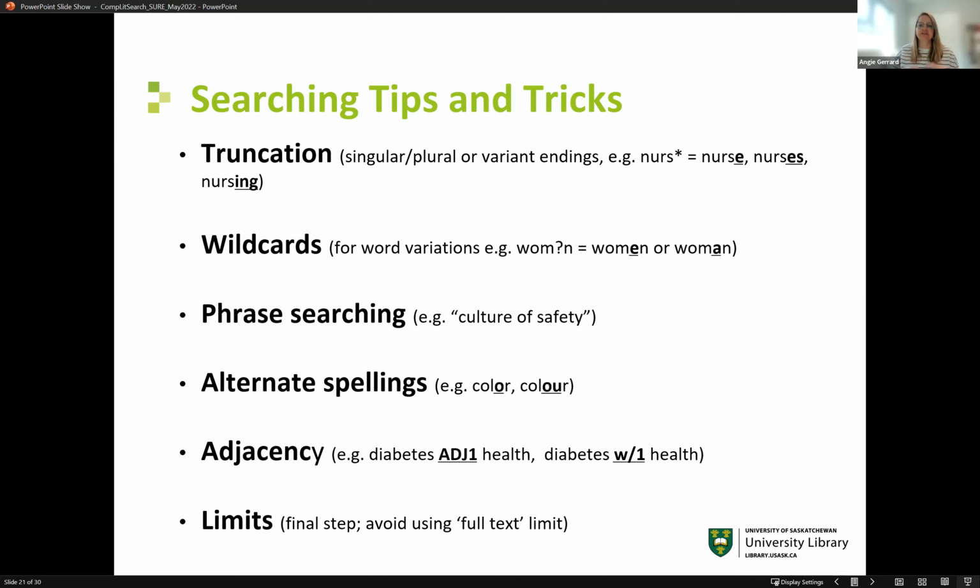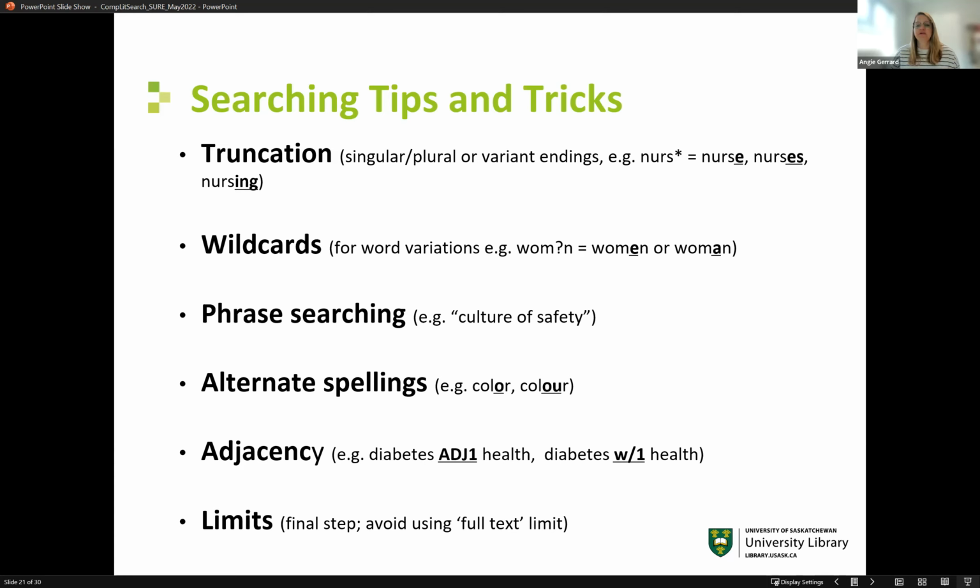So for instance, truncation. This is helpful because you're not having to find, especially in a keyword database, all the different forms of a word. For instance, the example there is nurse: if you're looking at nurse, nurses, nursing, that kind of thing, if you truncate it after the s, you'll find all the different variant endings. So you're not having to type those in yourself, you can just truncate it. Usually it's the asterisk, but if you go into the database tips for each of the databases, it'll tell you.